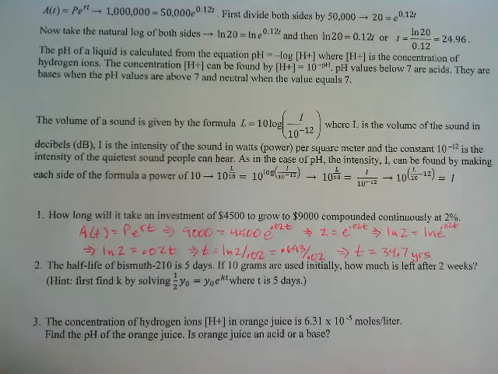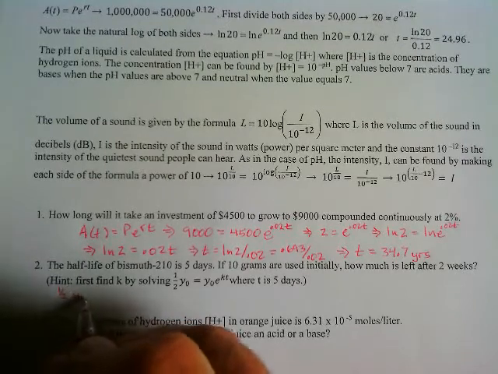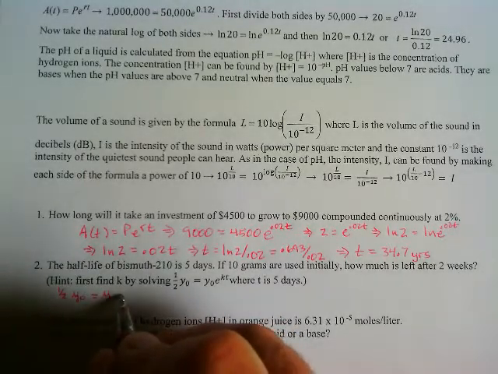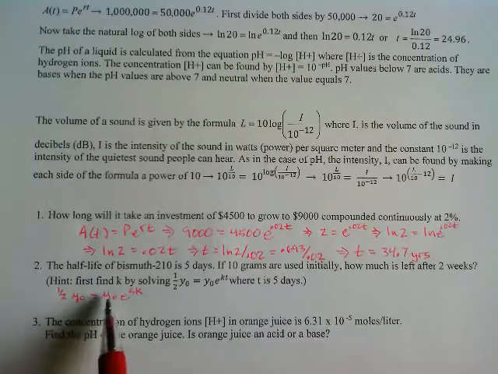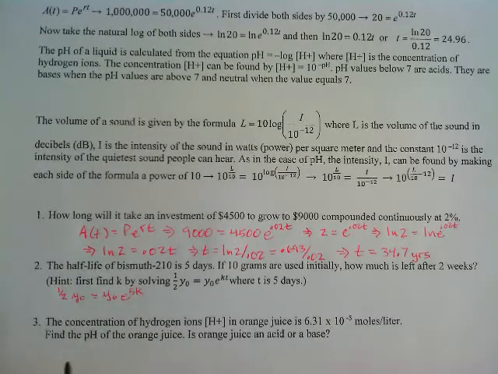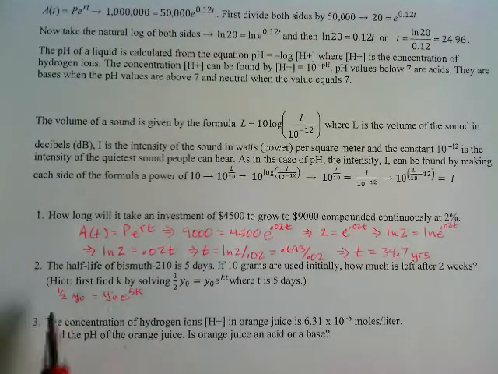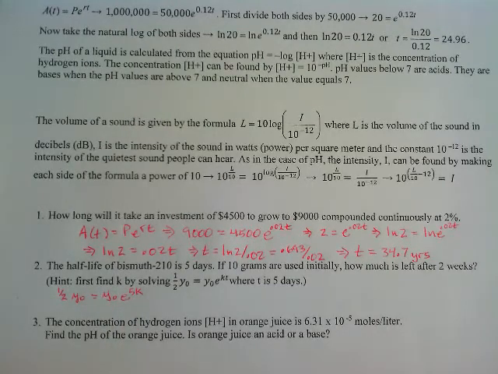So let's start off with 1/2 y naught equals y naught e to the 5k. Now, the reason that we're doing this is we have what the half-life is, but we don't actually have what k is at this point. We don't know the actual rate, and so we need to go through this process here to see, based on 5 days, what k will be, so that we can figure out that particular rate.